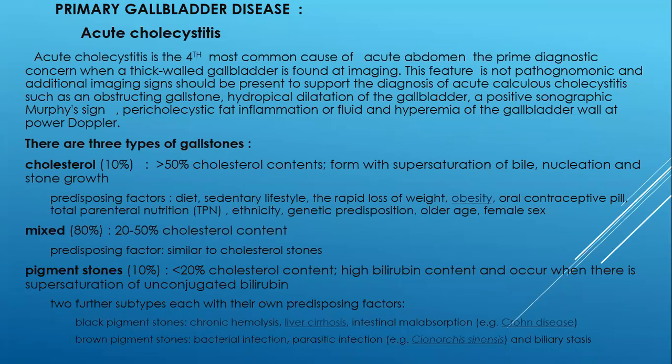The mixed type is the most common, 80%, with 20 to 50% cholesterol content, and predisposing factors similar to cholesterol stones. Pigmented stones, 10% as we said, have less than 20% cholesterol content and high bilirubin content, and occur when there is supersaturation of unconjugated bilirubin. Another classification for gallstones includes 2 further subtypes, each with its own predisposing factors: black pigment or brown pigment.